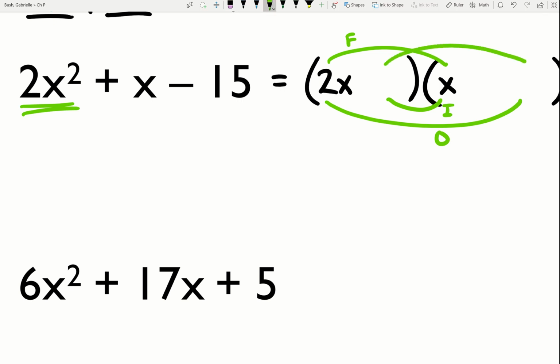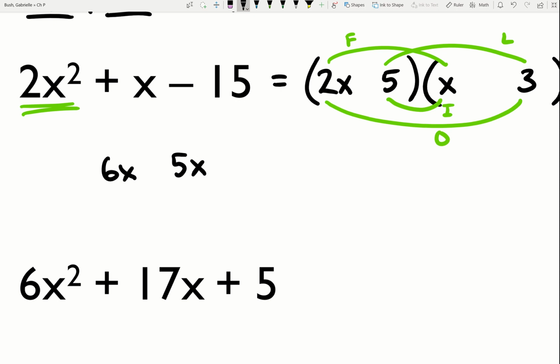Okay, we have to think about when we do the FOIL method, what's going to end up with what we want to have, right? So maybe let's reverse those. Maybe let's put the 5 here and let's put the 3 there. If we were to do the O in FOIL, that's 2x times 3. That would give us 6x. And if we were to do the I in FOIL, that would be a 5 times x, which is 5x.